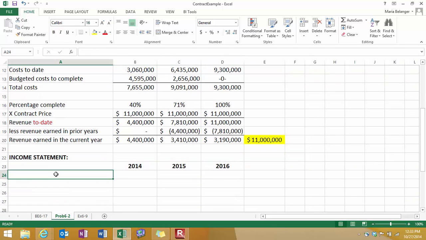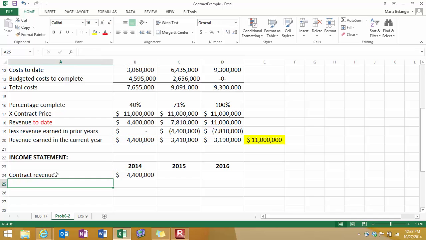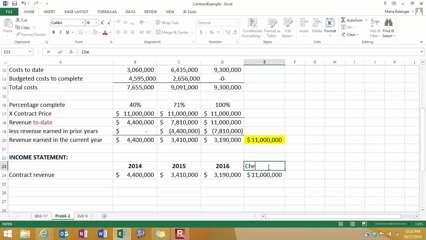So this is going to be our contract revenue. And I'm going to transfer this data into the income statement. And again, do my check figure, make sure that it adds up to my contract price. So this is my check figure. And I'll just put a little comment right here. This is my contract price.